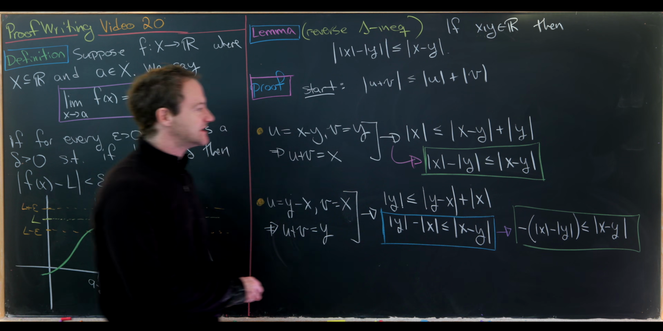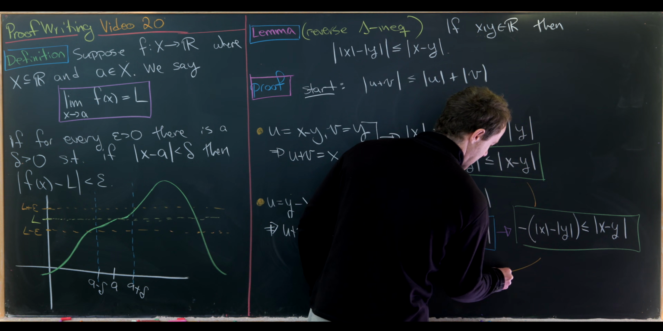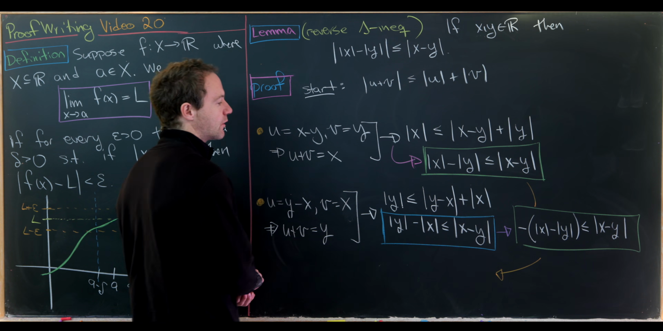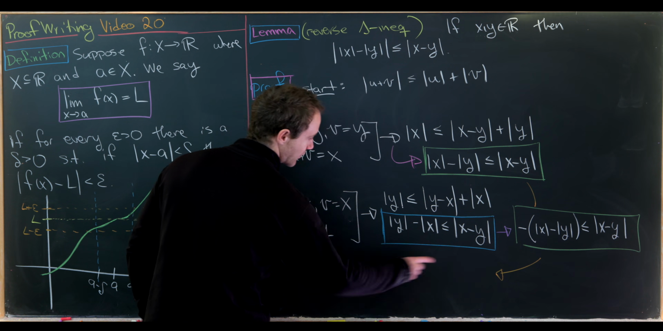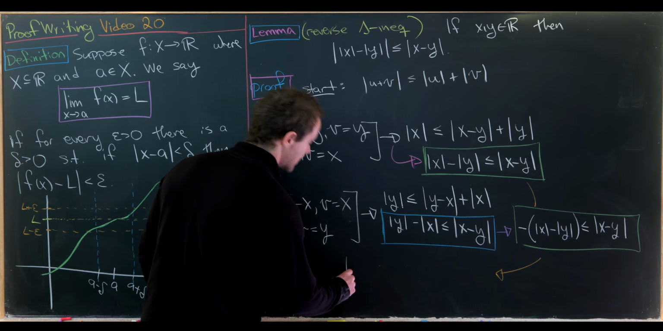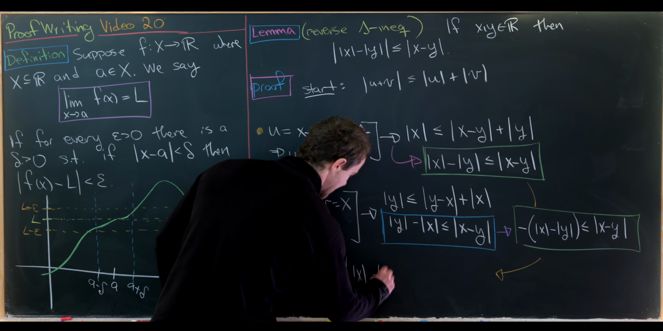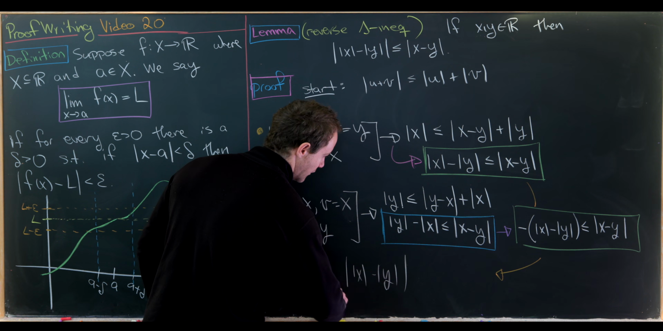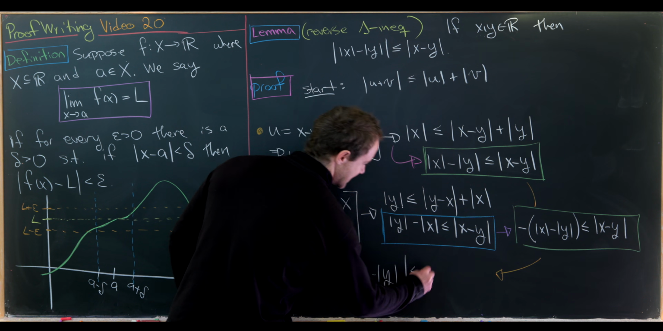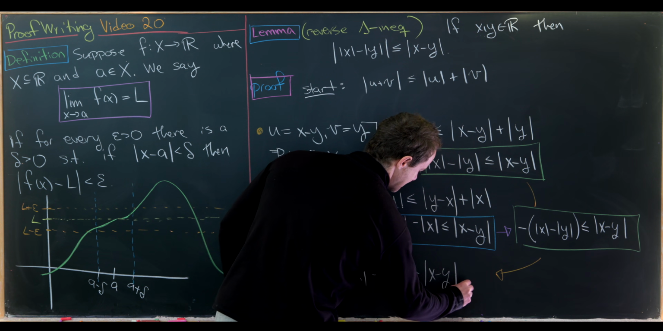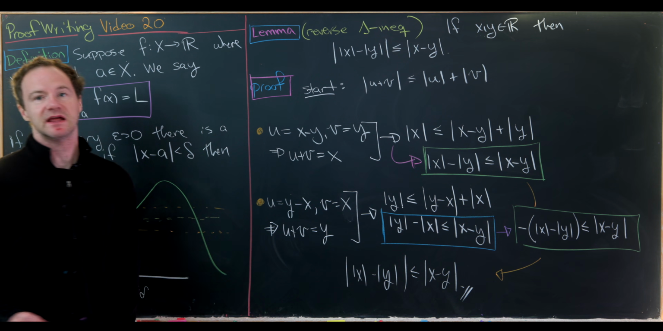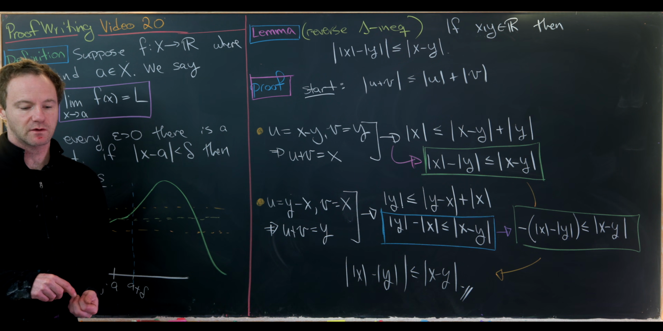But notice that these two inequalities are equivalent to the compound inequality that we want. So in other words, these two put together say that we have the absolute value of |x| minus |y|, all in absolute values, is less than or equal to the absolute value of x minus y, which is where we wanted to end up with this reverse triangle inequality.